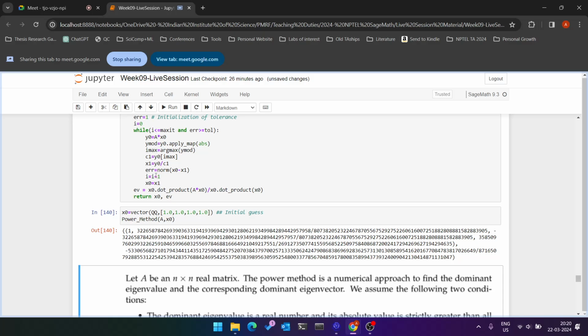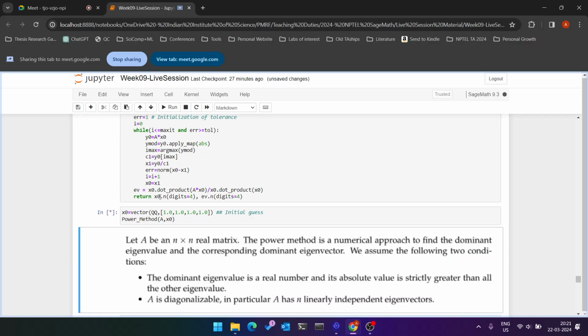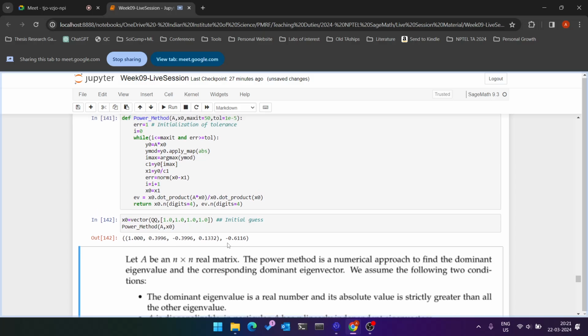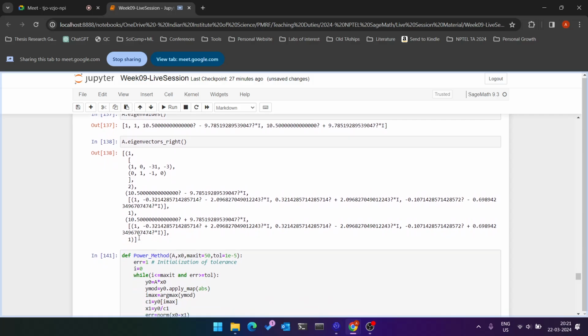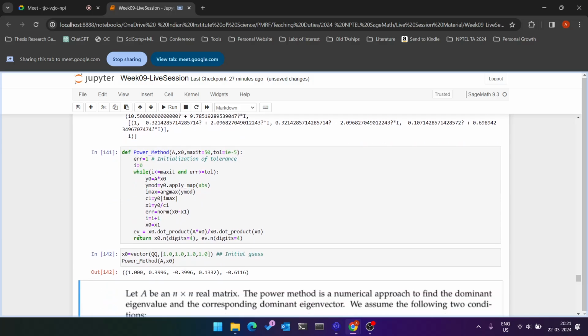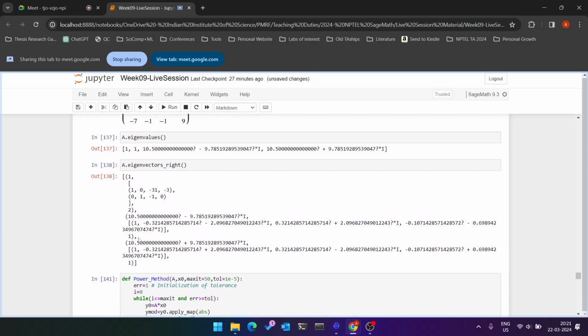So it has given a bunch of stuff that we don't know what to do with and how to use. I could also do one more thing, which is set digits equal to 4. So it gives me an eigenvalue of minus 0.616 and an eigenvector like this: 0.1332, 3 times that, 3 times that, and then 1. So is there a value of minus 0.6166? If I check A's eigenvalues, that is not there.